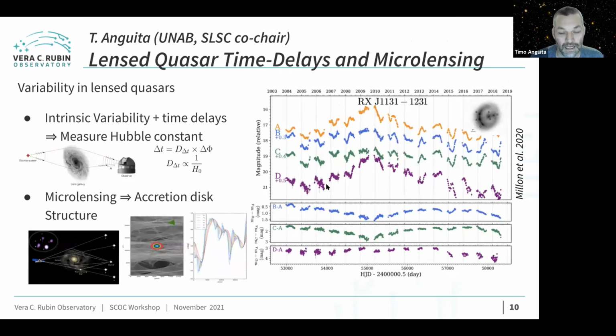First, we can measure the time delay by comparing the different images. Once we have this time delay, we can shift the light curves, subtract them, and then we obtain the pure microlensing light curve. So this variation that you see in B-A, C-A, D-A is due to microlensing. We compare these to simulations and we can obtain constraints on the geometry of the accretion disk.